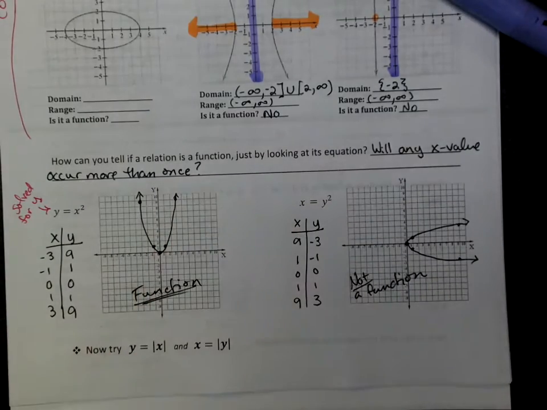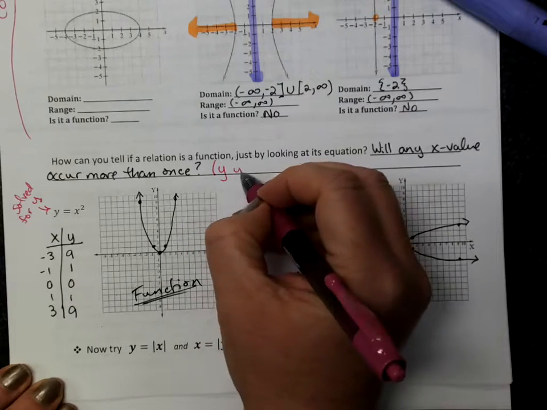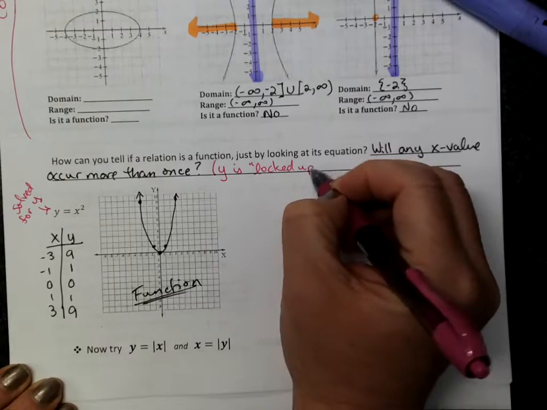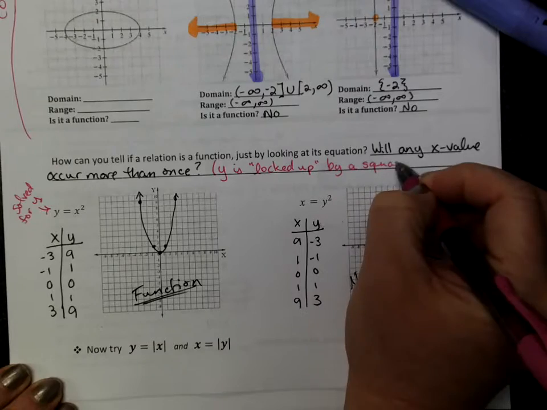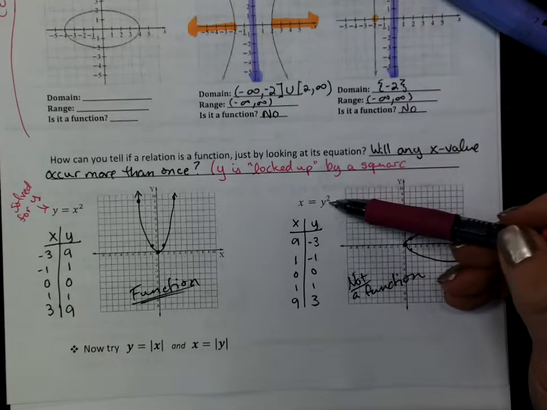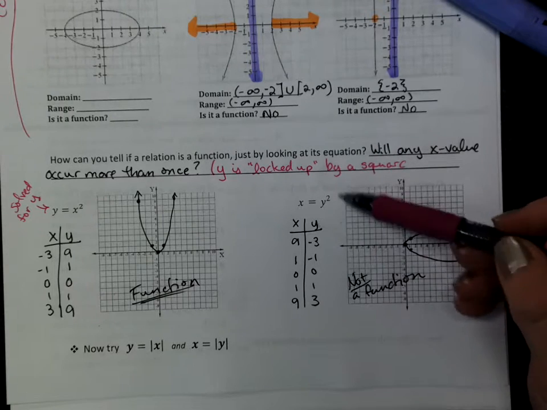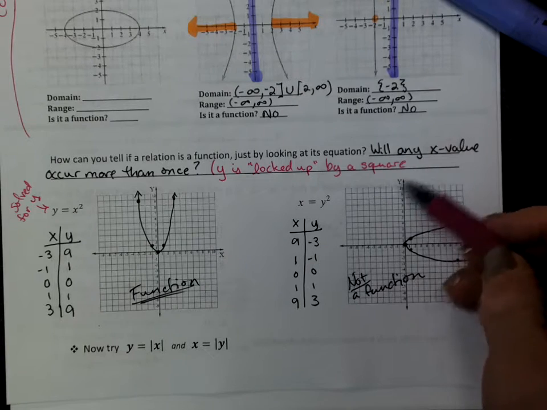So I'm going to add to this definition up here, how can you tell, is if y is so-called locked up by a square. Okay. So if it's locked up, y is locked up in a square. Now we can solve that, I'll show you, but when you solve this, it actually creates two x's.